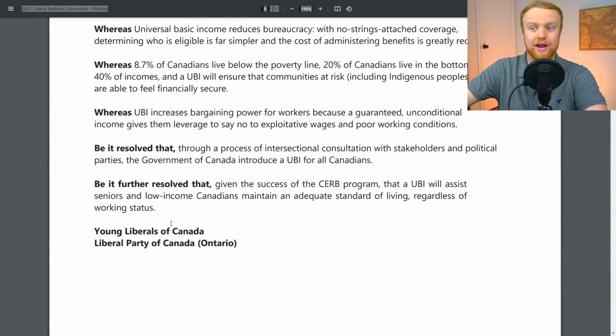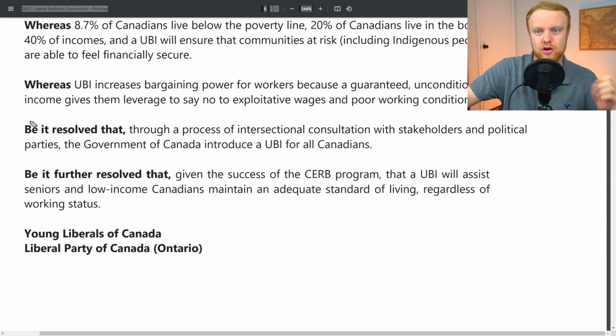We won't go over the whereases again because we did that in a previous video, but this one said that they wanted, through a process of intersectional consultation with stakeholders and political parties, the Government of Canada will introduce a UBI for all Canadians. This is what this one's pushing for. Be it further resolved that given the success of the CERB program, UBI will assist seniors and low-income Canadians maintain an adequate standard of living regardless of their working status.